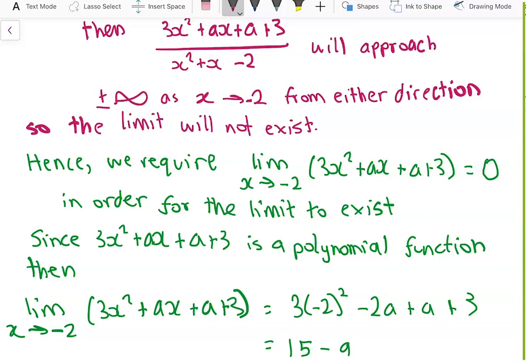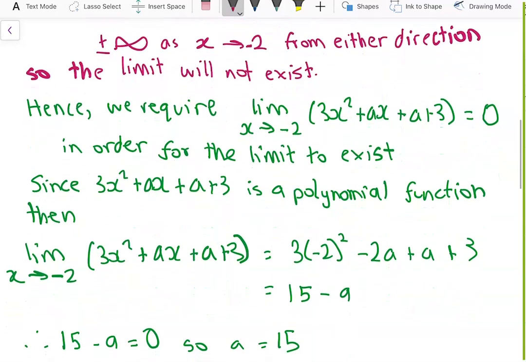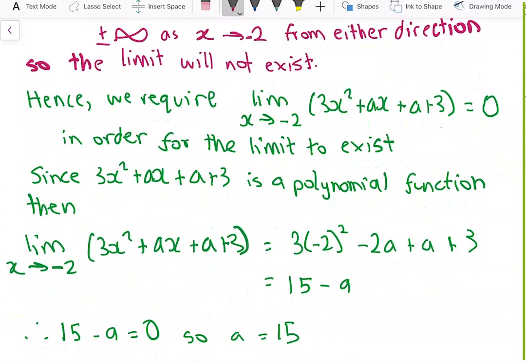And since 3x squared plus ax plus a plus 3 is a polynomial function, the limit as x goes to -2 of it will just be the same as substituting x equals -2, and we get 3 times (-2) squared minus 2a plus a plus 3, and this is 15 minus a. So since the limit must be 0, we need to have 15 minus a equals 0, which gives us a equals 15.